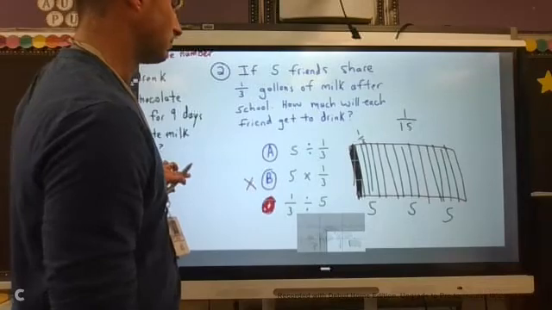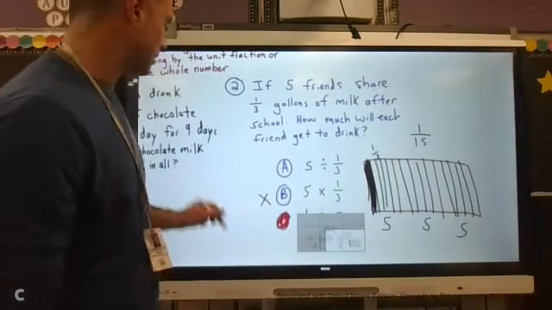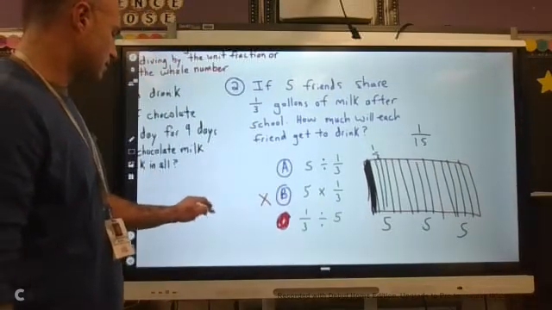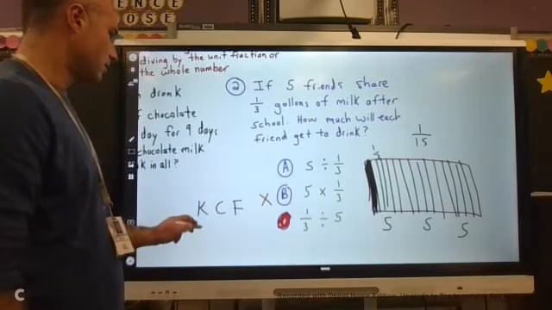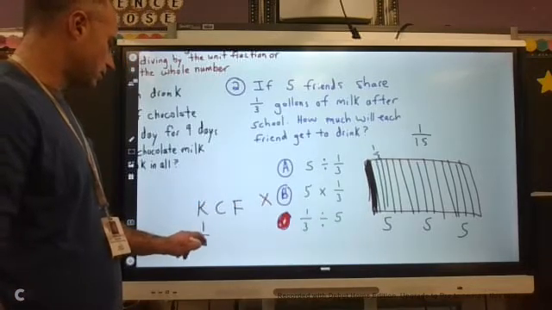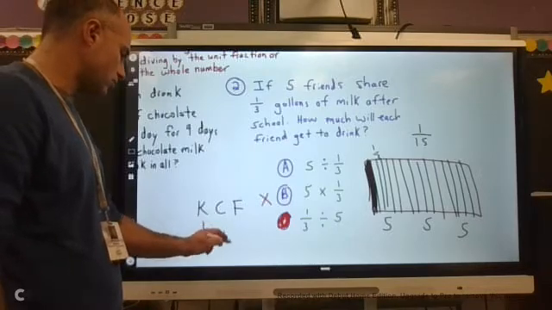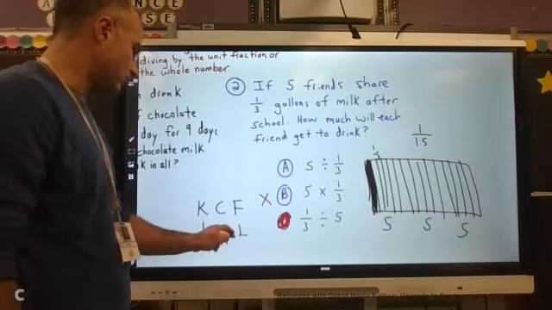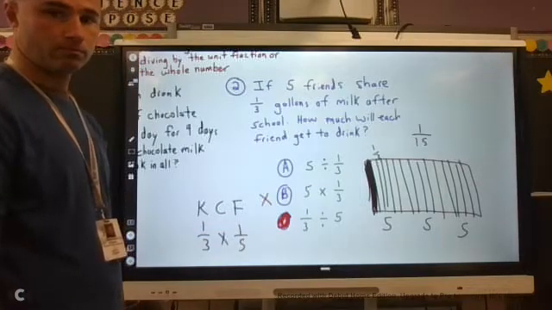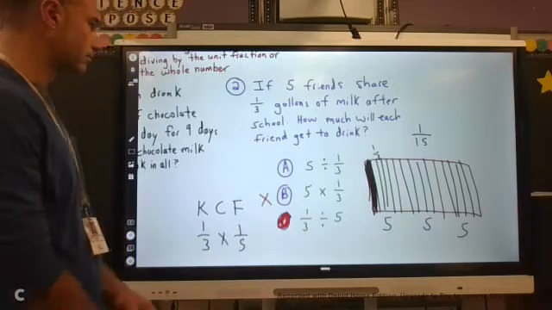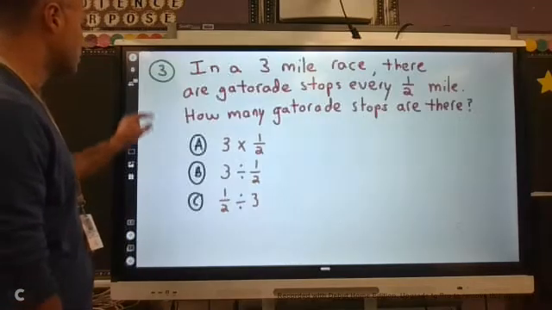All right, so now, how do you use the KCF here? Remember, K, C, F. You keep the 1/3, you change the division to multiplication, and you flip the 5 to 1/5. And then you solve. All right, let's go to question 3 now.